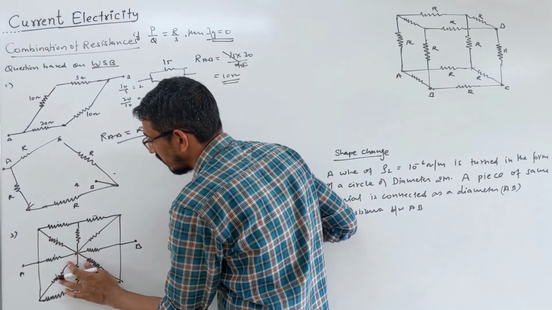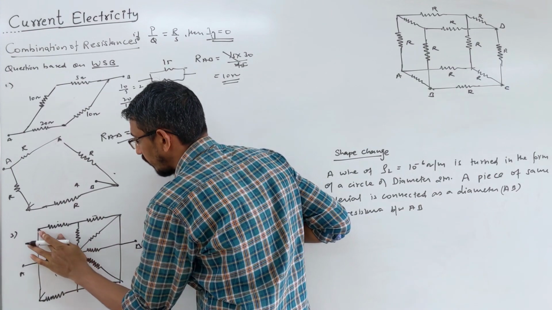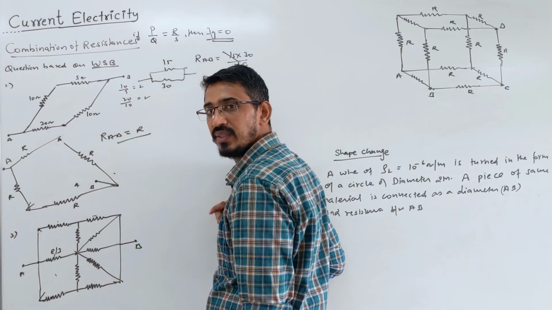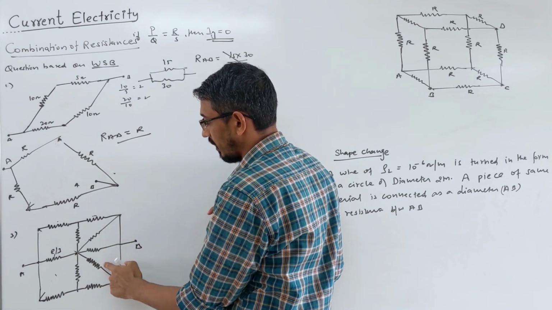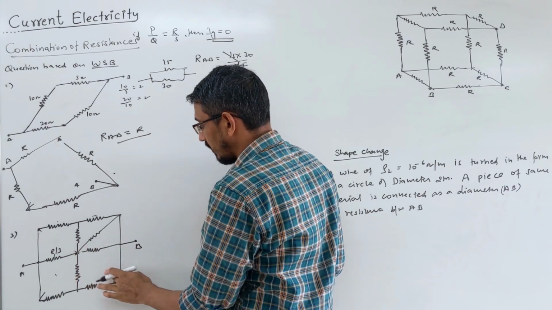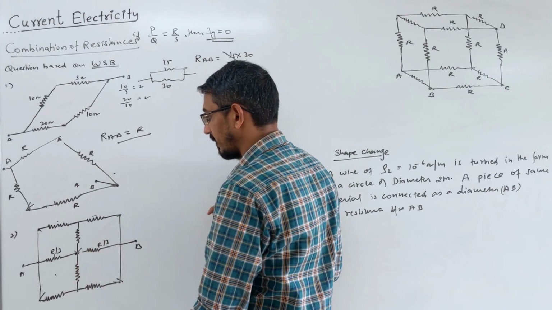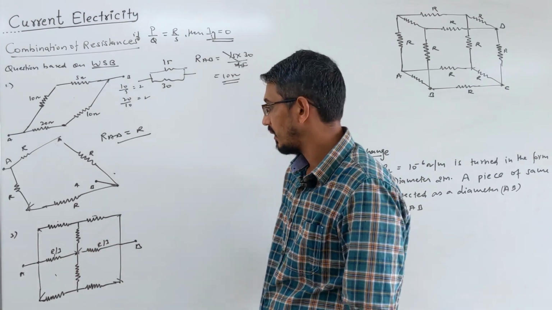So I am removing these two, and putting here R by 3. Same thing here, 1, 2, 3 are in parallel. Remove them and write the equivalent resistance R by 3 here. Done? Yes.